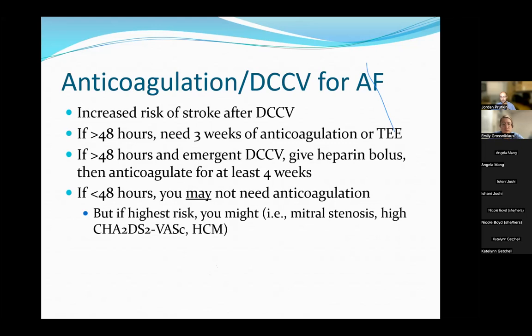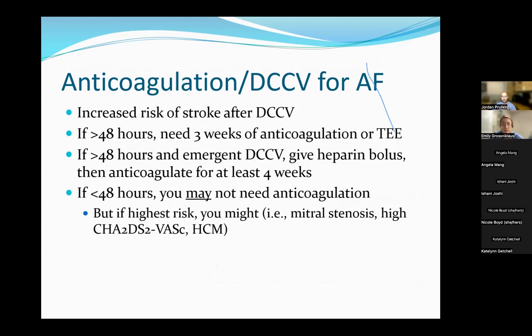So if you're deciding that you need to convert someone, you have to decide if you want to anticoagulate someone or not. So the rules are, in general, if someone's been in it for over 48 hours, their risk of stroke, of developing a clot, is going to be higher. And so either they need to have 3 weeks of anticoagulation beforehand, and that's either being on apixaban, rivaroxaban, dabigatran, or edoxaban for 3 weeks continuously. 1 or 2 missed doses is probably fine. Warfarin, you need to have a weekly check, or we have to do a transesophageal echo first.